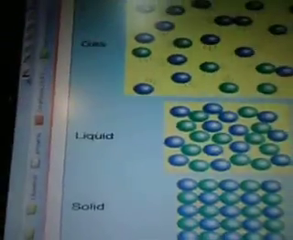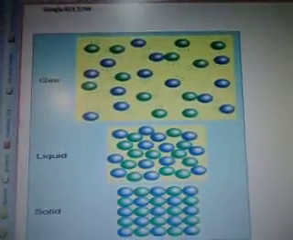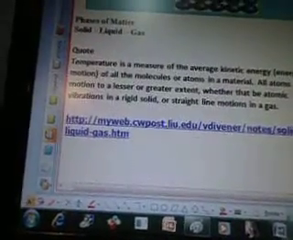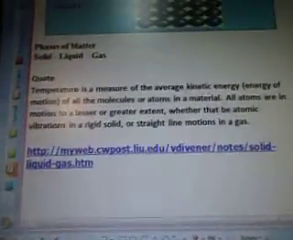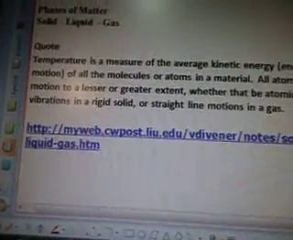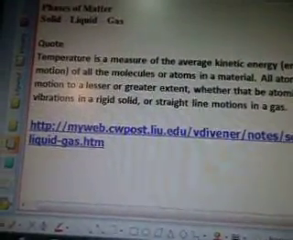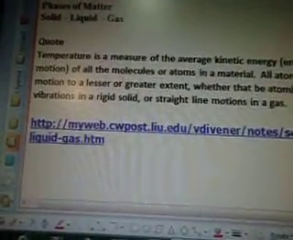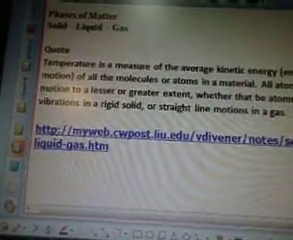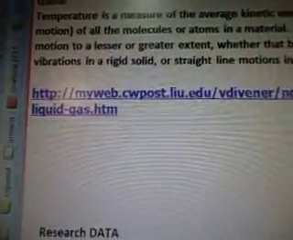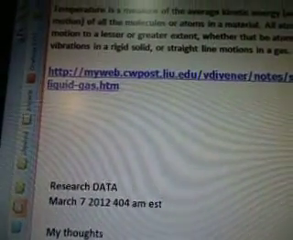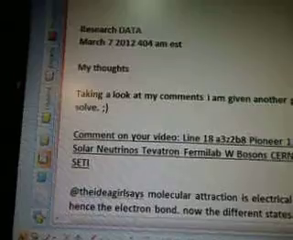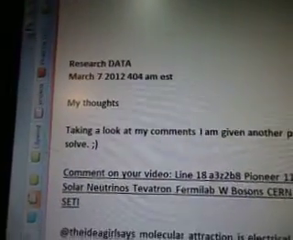This is a graph that I found that shows gas, liquid, and solids. Phases of matter: solid, liquid, and gas. Quote, the temperature is a measure of the average kinetic energy of motion of all the molecules or atoms in a material. All atoms are in motion to a lesser or greater extent, whether that be atomic vibrations in a rigid solid or straight line motions in a gas. And I found that at myweb.cwpost.liu.edu. So, research data, March 7th, 2012, 4:04 a.m. Today's date is March the 8th, 2012 at 10:52 p.m.